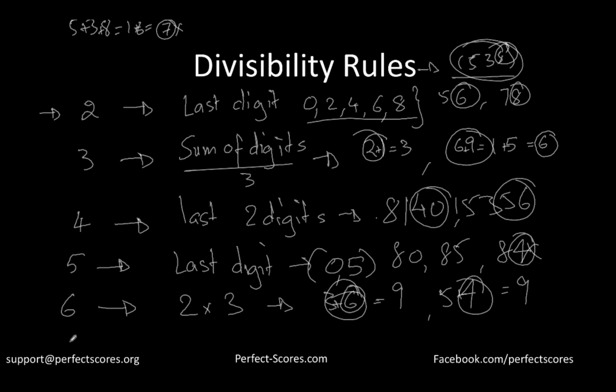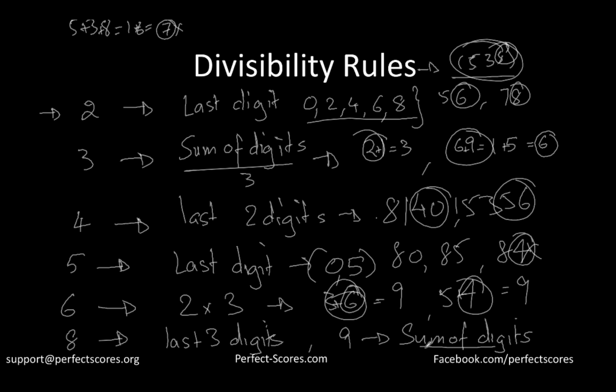I'm going to do two more. That is number 8. For number 8, the last 3 digits should be divisible by 8, right? So the last 3 digits should be divisible by 8. Then the number is going to be divisible by 8. And for number 9, the sum of digits should be divisible by 9.